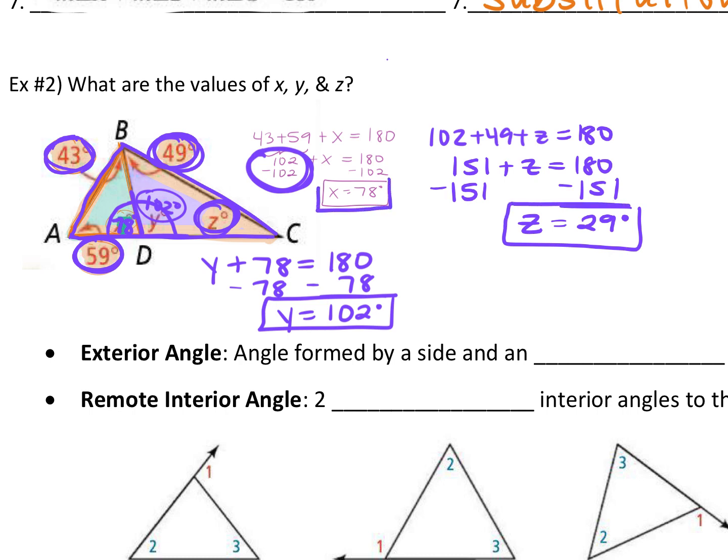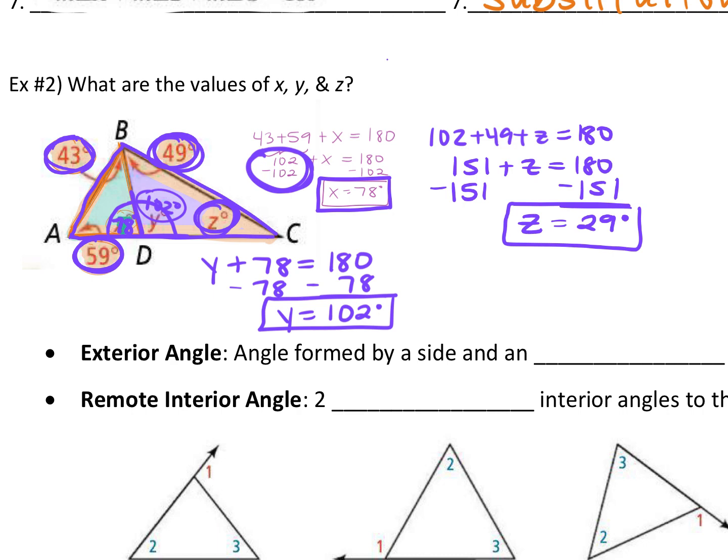So x is 78, y is 102, z is 29. Do you see how it's very important that you get the first one correct? Because sometimes the first one affects the next one, which affects the next one, right? So take your time, get the right numbers. You'll be much happier with things that way. Questions on that? Yeah, Nick.